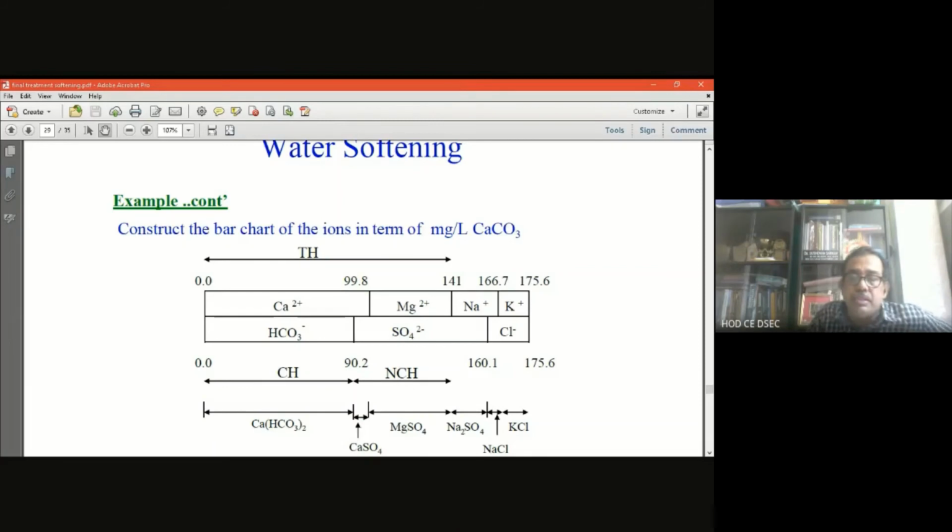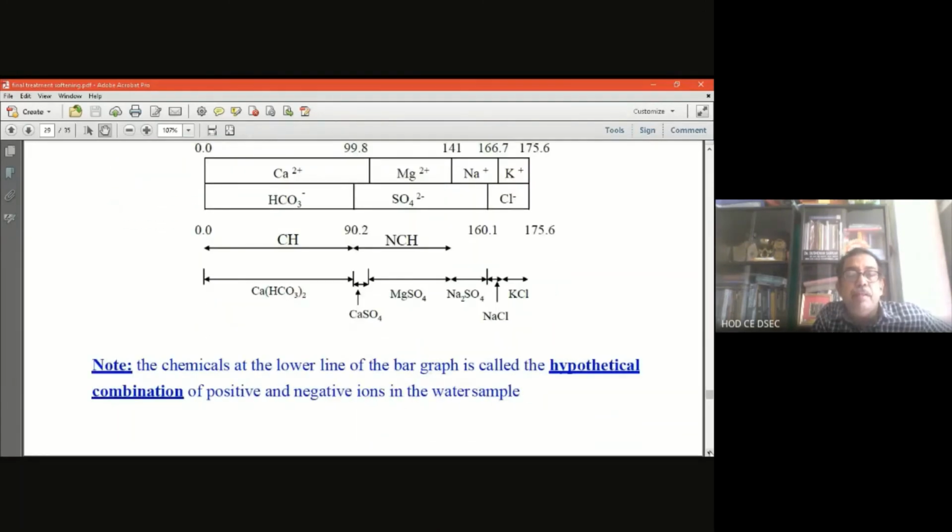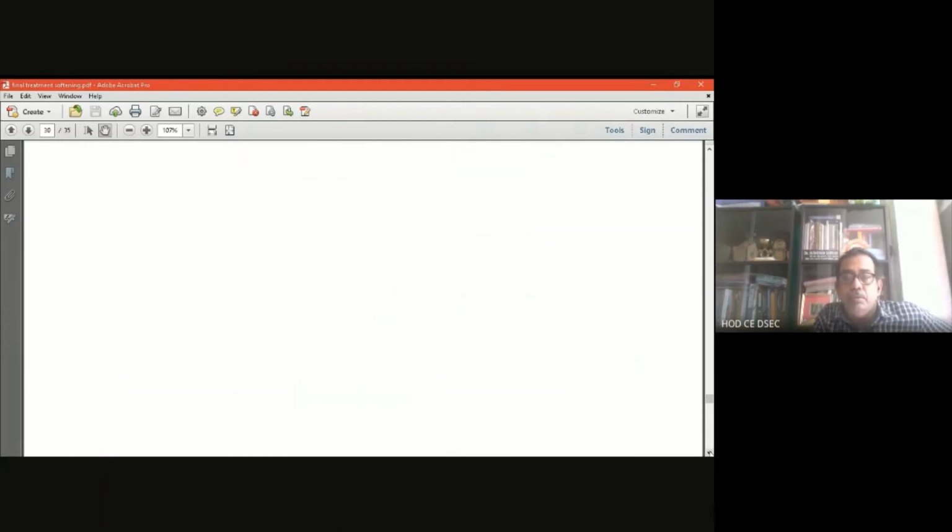So this gives the bar diagram of the cations and anions separately, as well as the total hardness, carbonate hardness, and non-carbonate hardness. The chemicals at the lower line of the bar graph are called the hypothetical combination of positive and negative ions in the water sample. So this is the thing.